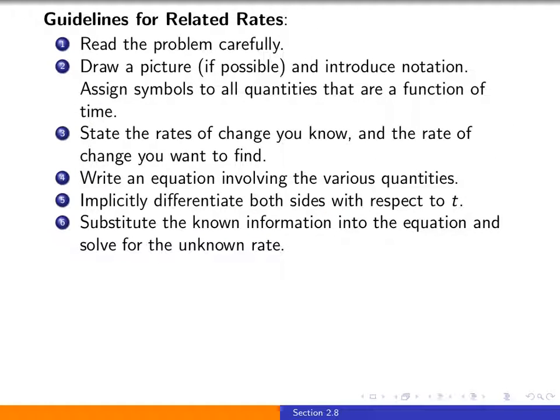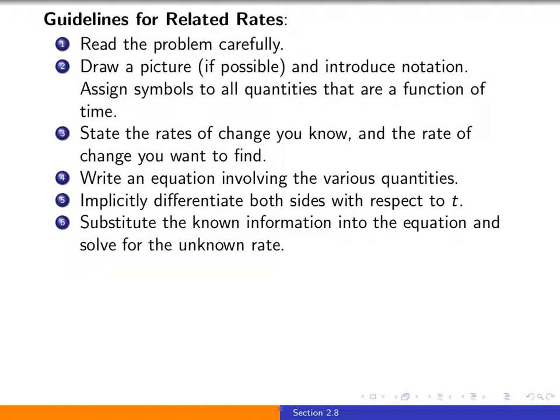Now, in general, these are the exact guidelines that we would follow to solve any related rates problems. Read the problem carefully. And it may sound silly to write that down, but really that's one of the most important things, to read the problem as carefully as possible. Draw a picture and introduce notation. That is, variables that represent things like, say, the distance from the balloon to the observer, the distance from the ground to the balloon. And for those things that we're introducing notation for, we're assigning symbols to all of the quantities that are functions of time.